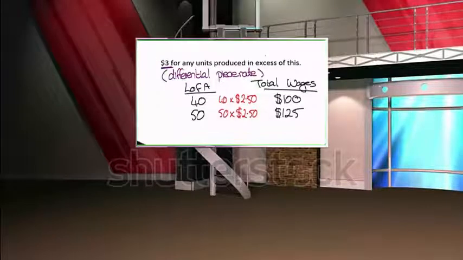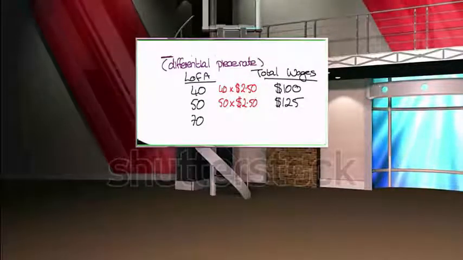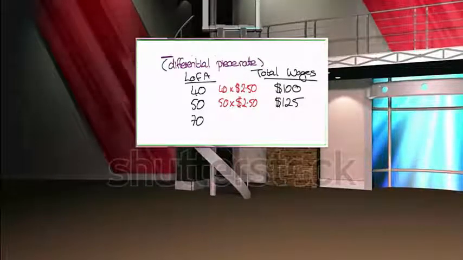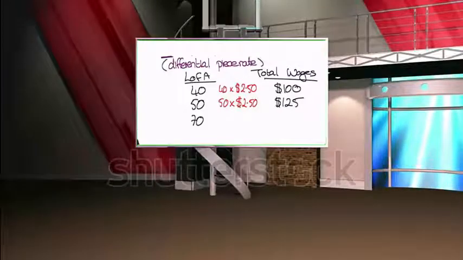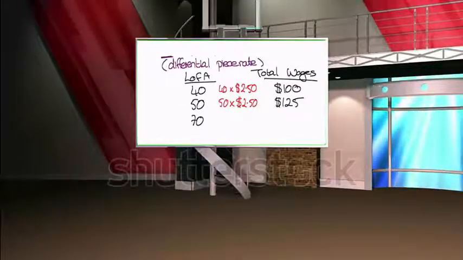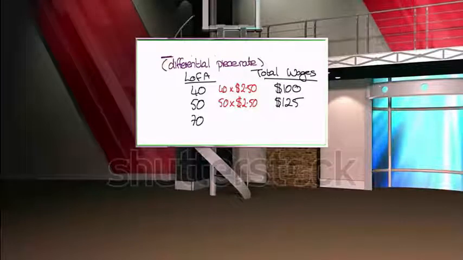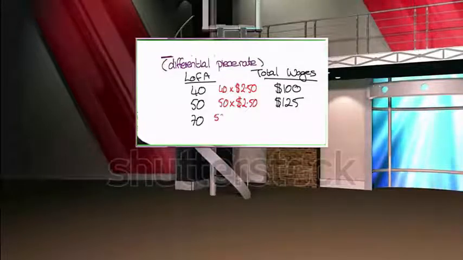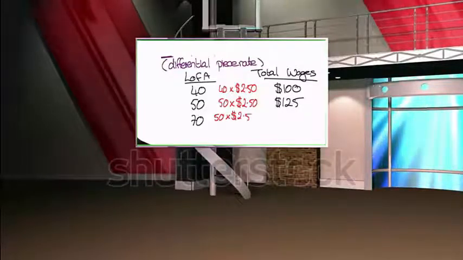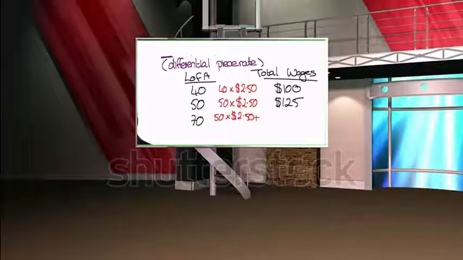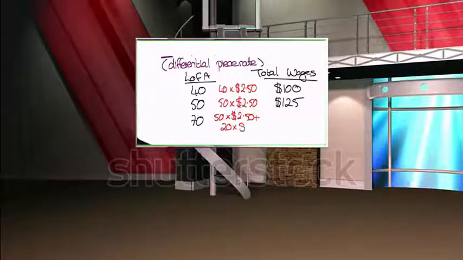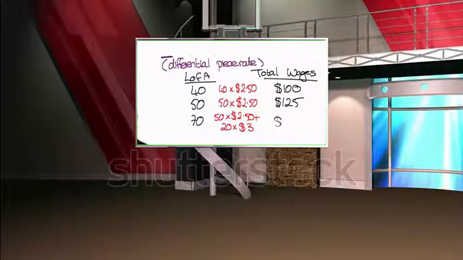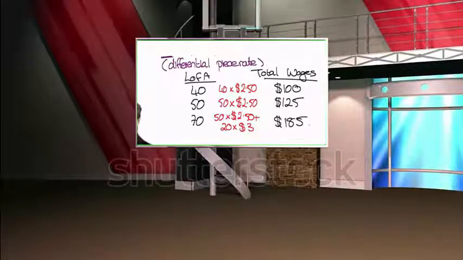Now what happens if their level of activity goes up again to maybe 70 units? Now we know they're going to get paid the $2.50 for the first 50 units, but they'll get $3 for each of the 20 additional units. So their total wages will be $2.50 for the first 50 units plus 20 units at $3 each. So their total wages will now be $185.